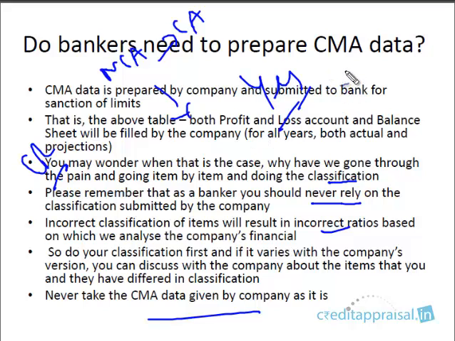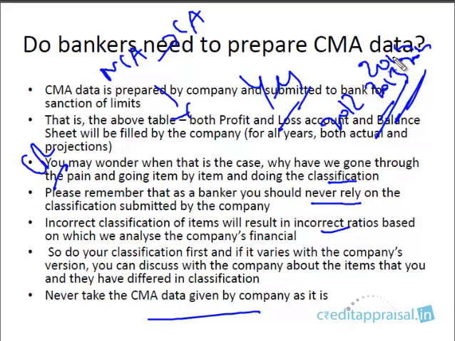3 years CMA data. What is CMA data? If you are in 2014, you need CMA for the last 3 years: 2012, 13, 14. 15, 16 CMA, anyway, the company will be covering. That you cannot do, right? Those are projections submitted by the company. So 15, 16 you will take as it is from the company. These 3 years you will be doing.